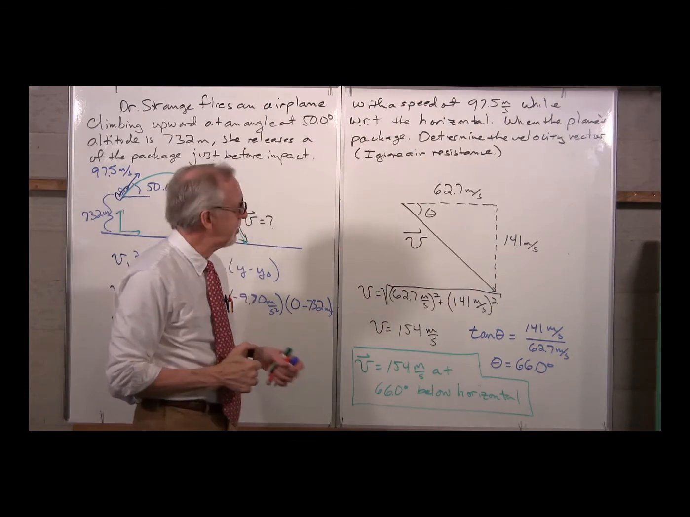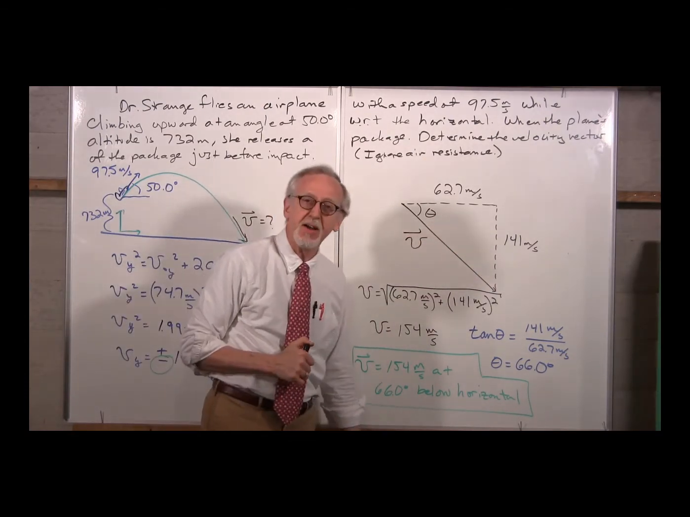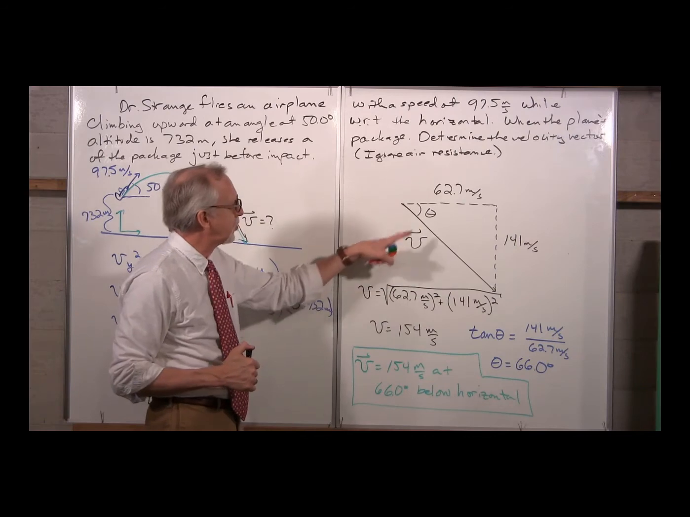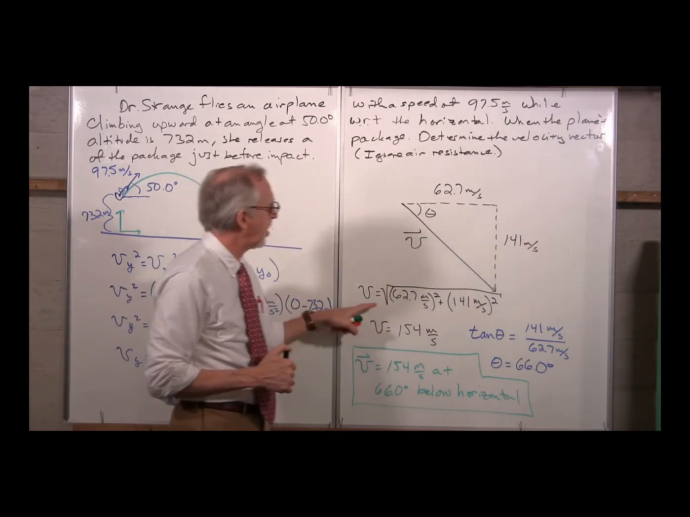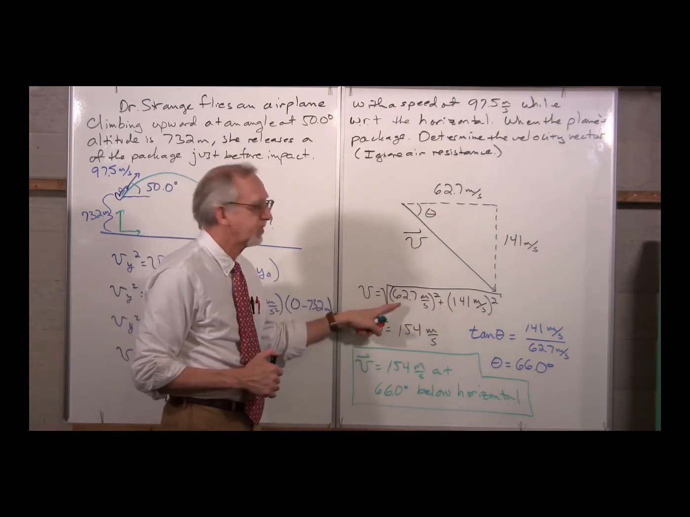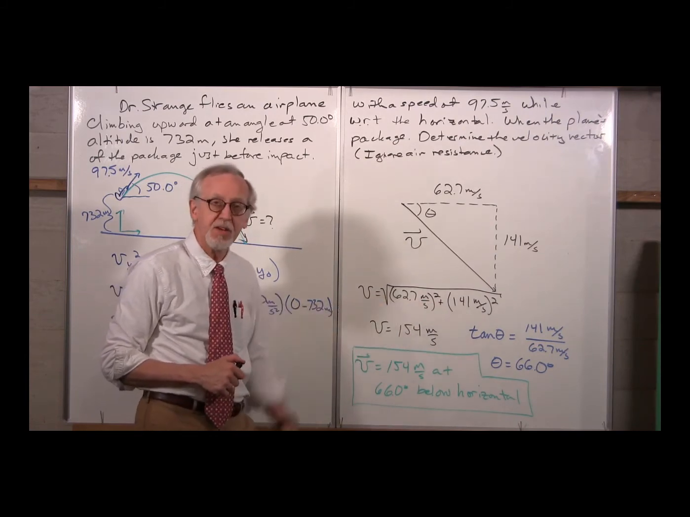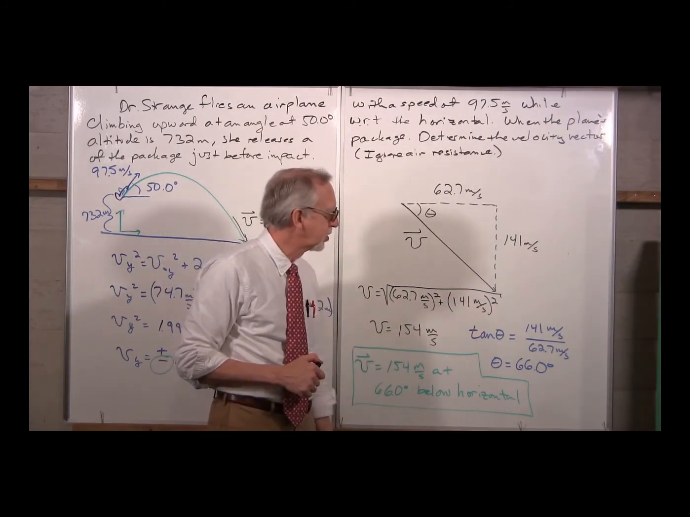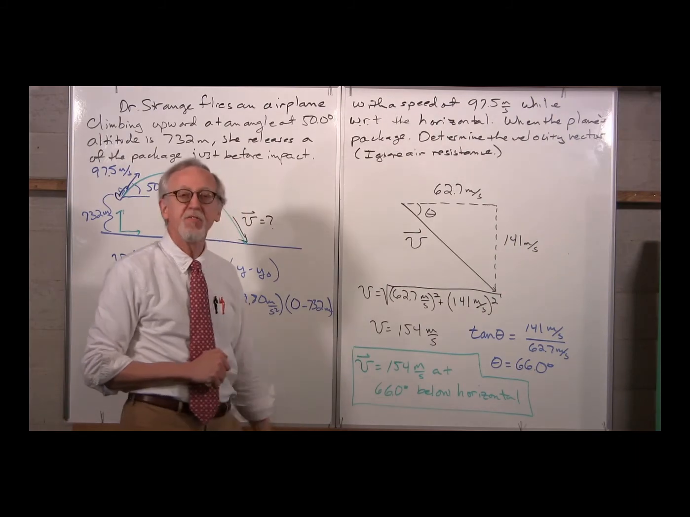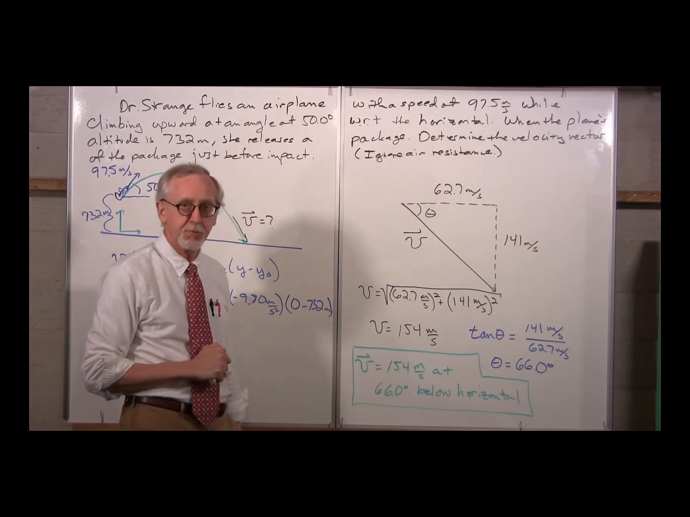What is the magnitude? Well, we can use Pythagoras to find the magnitude of v. We know v squared is this squared plus that squared, or v is the square root of 62.7 squared plus 141 squared. Multiply that out and we get v is 154 meters per second.